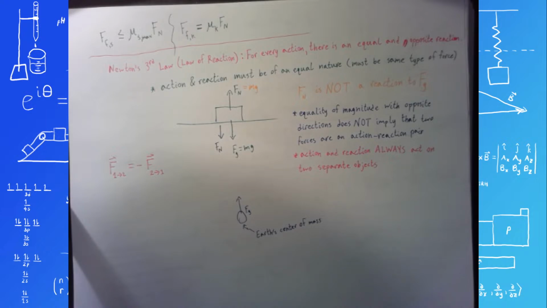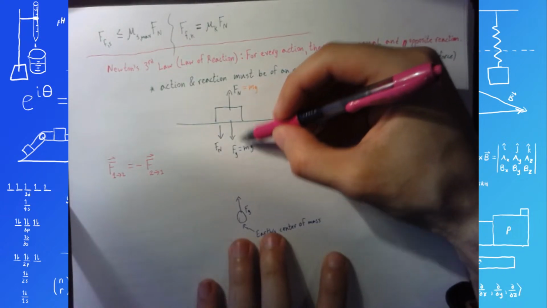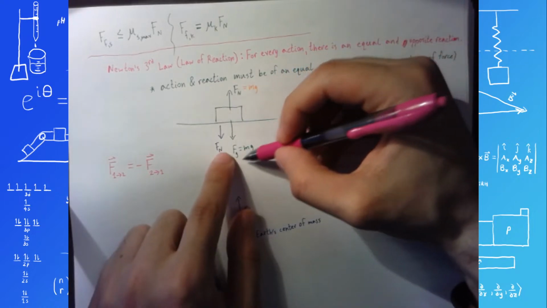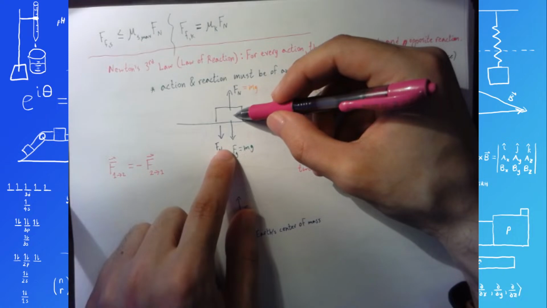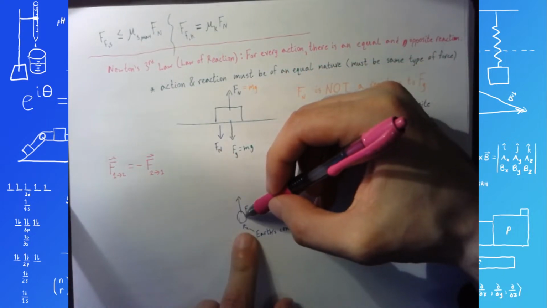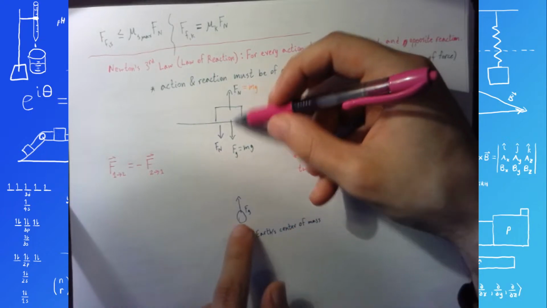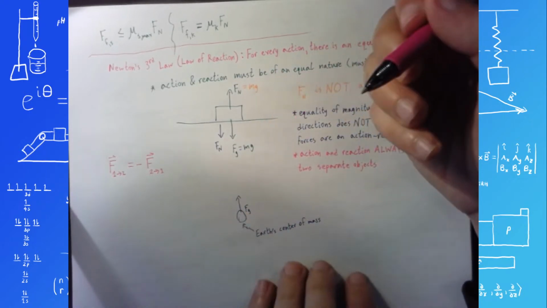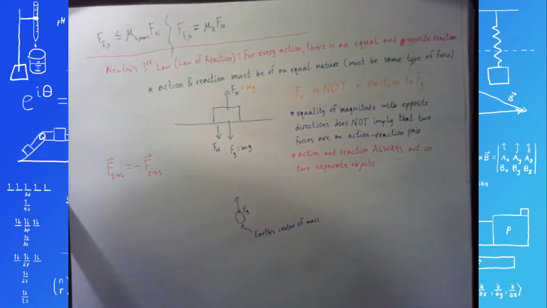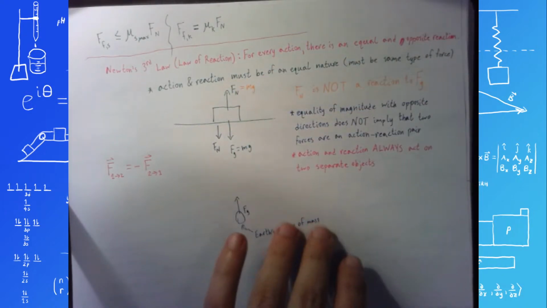For forces to cancel out with one another, they have to act on the same object. This gravitational force can only cancel this normal force because they act on the same object. This gravitational force that the Earth exerts on the box can never cancel with the gravitational force that the box exerts back on the Earth, because they're not the same object. Now, if you were to treat the box and the Earth as just being one combined object whose total mass is the mass of the Earth plus the mass of this box, then that internal force would disappear.